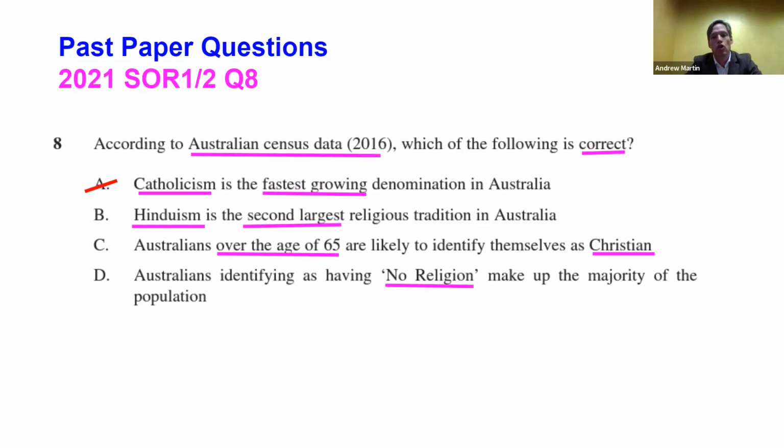Australians identifying as having no religion make up the majority of the population. Not yet, they don't. So we know that D is not correct. I can tell you B is not correct. The second largest religious tradition, the largest is Christianity. The second largest is actually Islam. C is the correct answer. Australians over the age of 65, yeah, they're likely to identify as Christian.